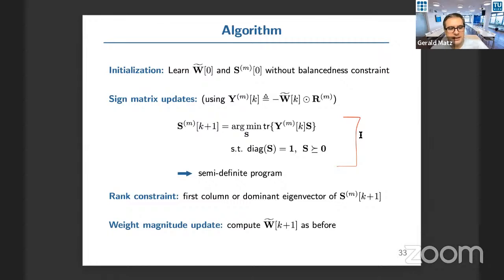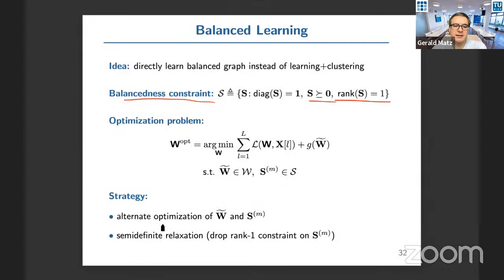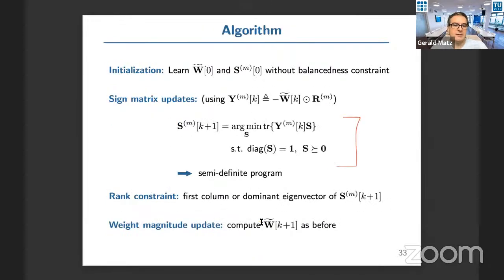So this affects the sign update, and then what we do is basically we just alternatingly optimize the weights and the sign matrices. We saw in the simulations that 2 or 3 iterations of this are usually sufficient to construct a balanced graph and converge to a solution, and this actually has substantial advantages.